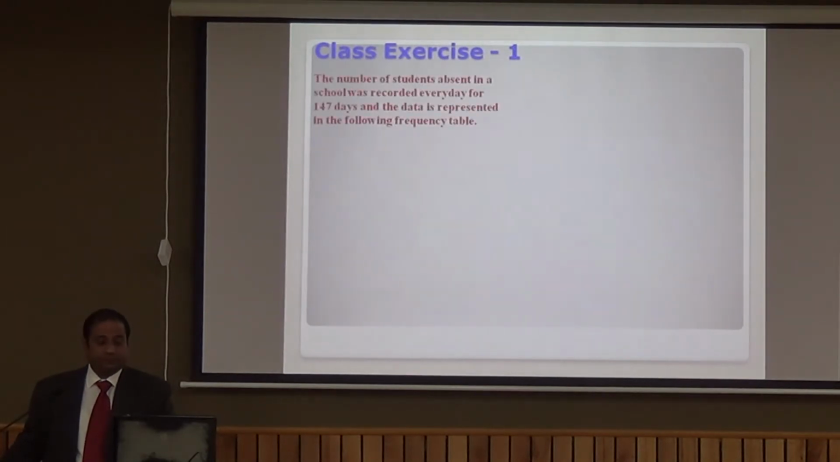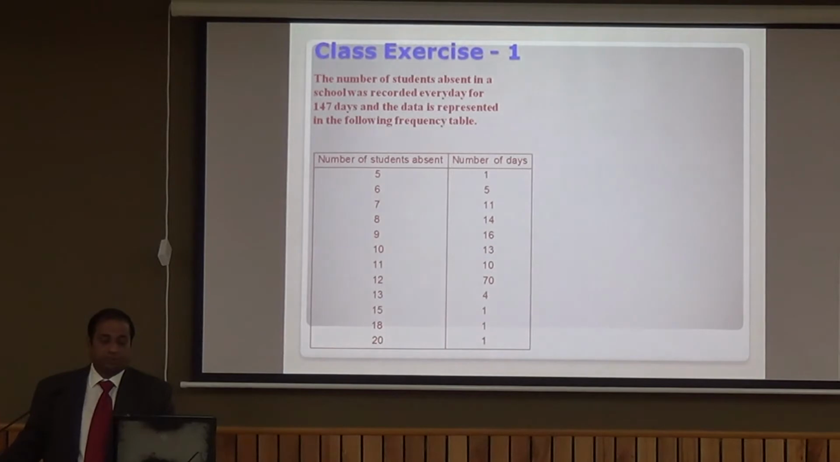Now this can be taken up with an example. We consider an example to calculate the variance of this data. The number of students absent in a school was recorded every day for 147 days, and the data is represented in the following table. Here in this column, the number of students absent is given. In the next column, the number of days they were absent is also given.